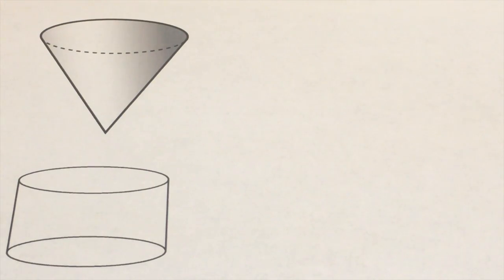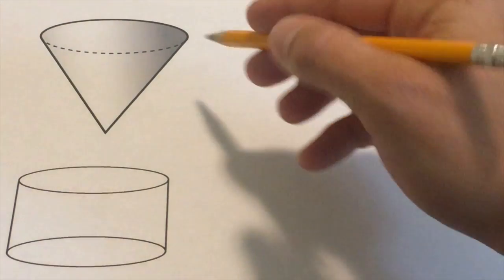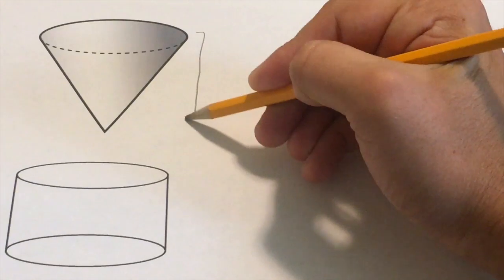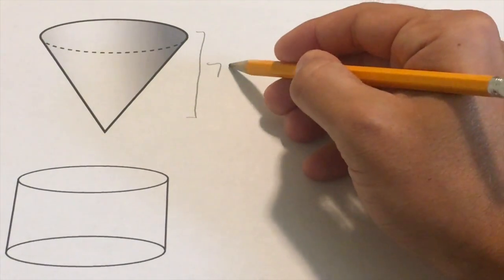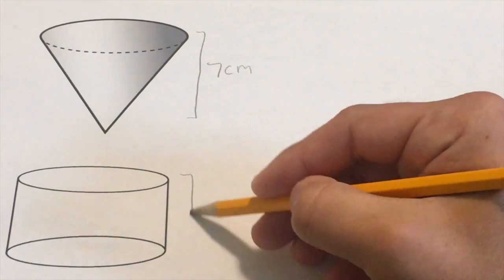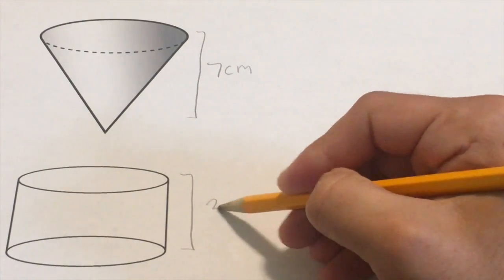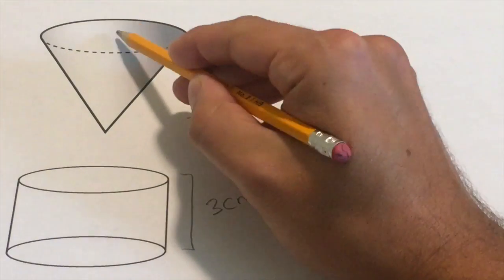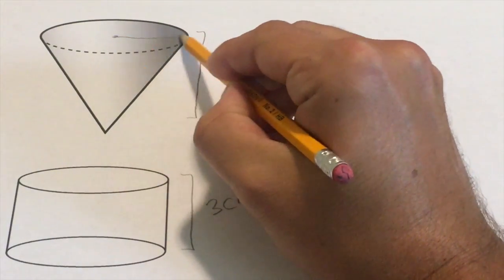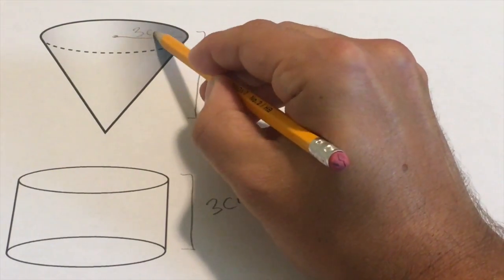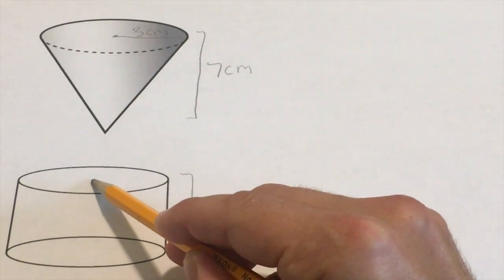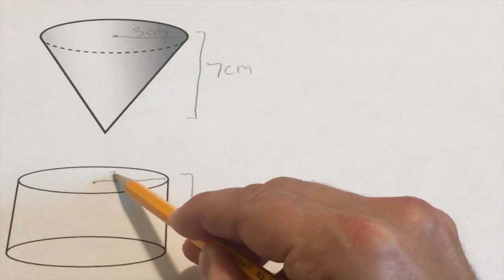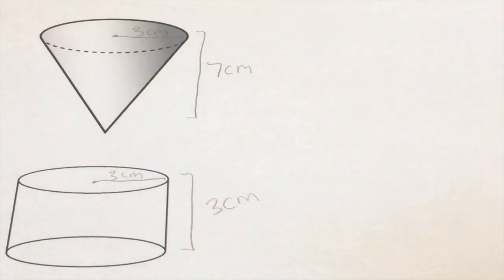Let's start by labeling everything we know about both the cone and the cup. The cone is 7 centimeters tall. The cylinder, or the cup, is only 3 centimeters tall. They both have the same radius of 3 centimeters. You would think the cone would have significantly more ice cream in it because, well, its height is more than twice as much.